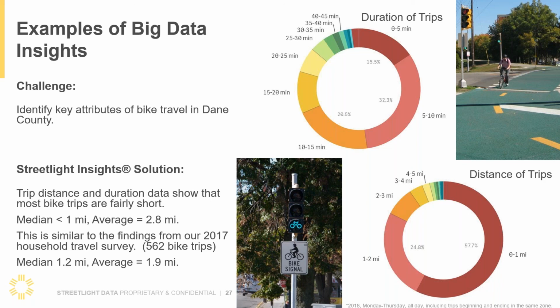The median length of a trip is less than 1 mile, and the average is just 2.8 miles. And this is actually quite similar to our 2017 household travel survey, which had a median of 1.2 miles and an average of 1.9 miles. So, we're pretty comfortable with this data. It definitely passes the red face test. And next slide, please.